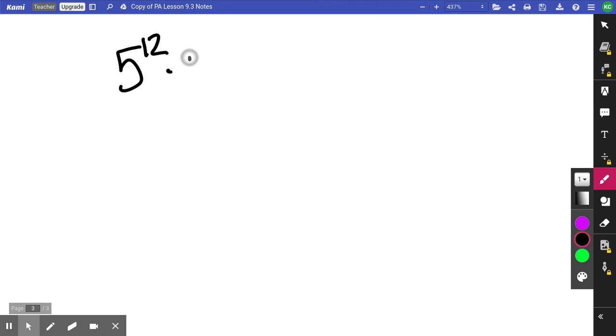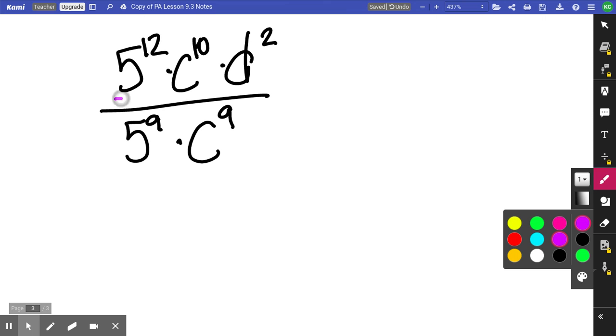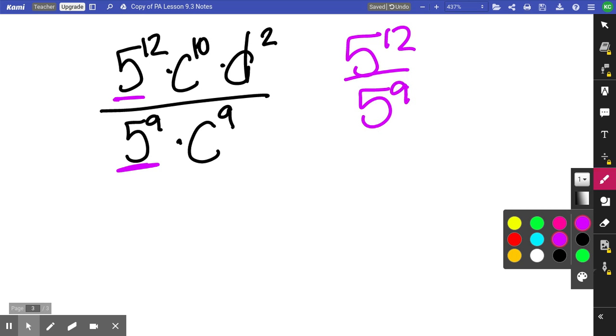We're going to go ahead and do one more practice problem. On these notes, I didn't make enough room in your notes to do it, but we're going to do an extra one just to get a little extra practice. So we're going to do 5 to the 12th times C to the 10th times D to the 2nd over 5 to the 9th times C to the 9th. Remember, I can only multiply and divide like bases. So right now, I don't have anything that I can multiply, but I do need to find my like bases. I have 5s. So I have 5 to the 12th over 5 to the 9th.